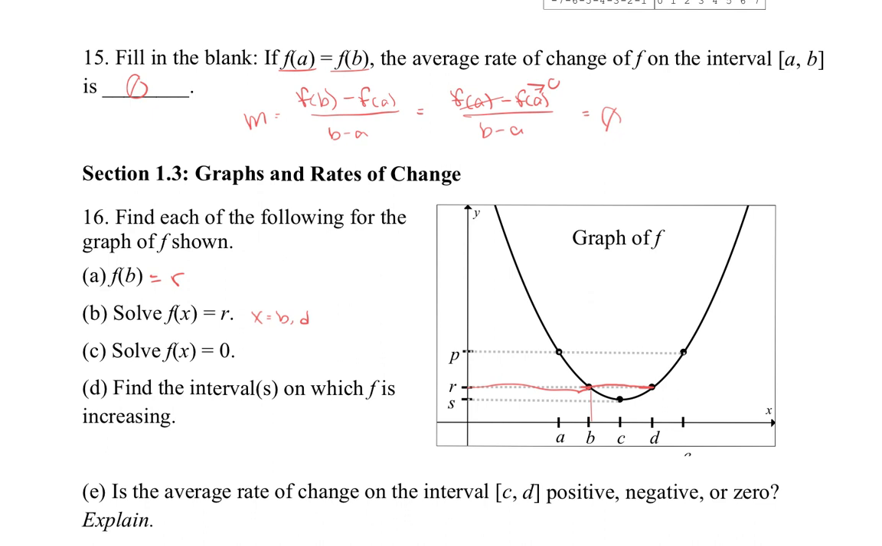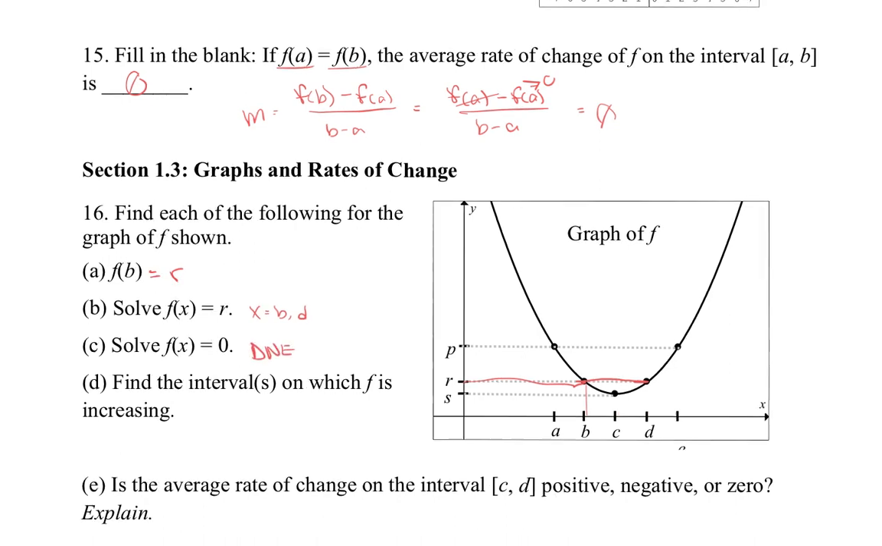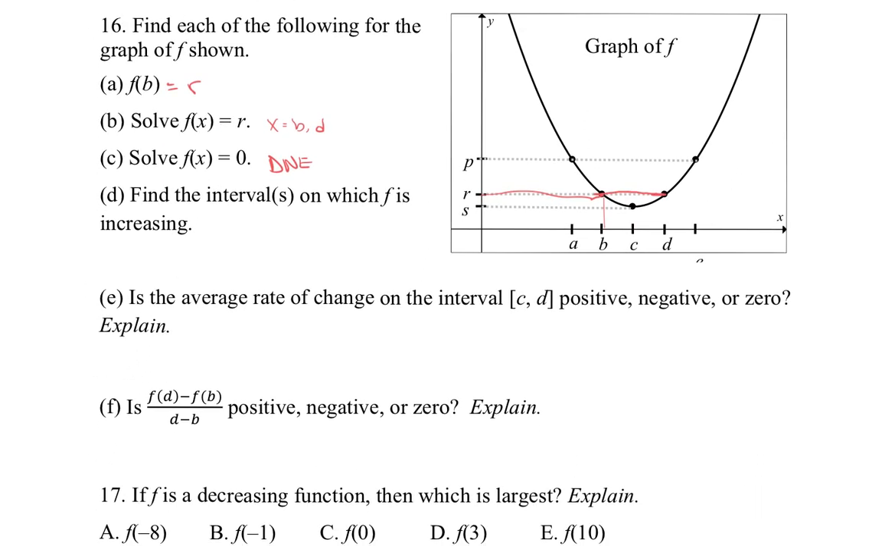Next, we need to solve for f of x equals 0. If we notice on our x-axis here, our function never really passes through that. So we know that that does not exist. There's no value of x for that to be the case.